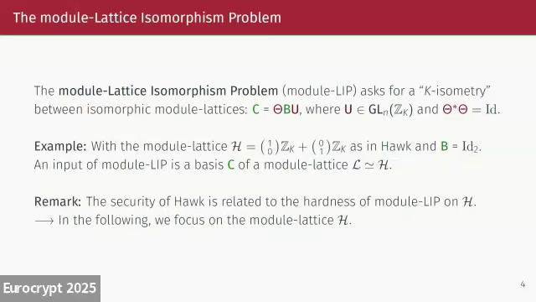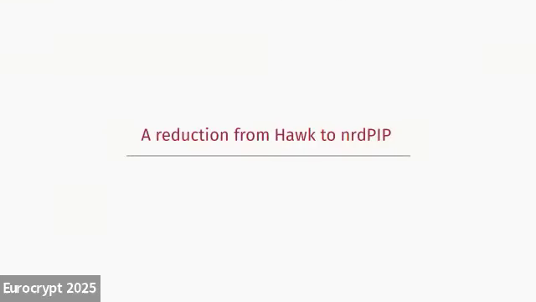The security of Hawk is related to the hardness of this problem in the sense that if you are able to break module LIP on H, you get a key recovery. So in the following, to keep it simple, we will only do it for the Hawk module lattice. Okay, so let me explain how the reduction works.